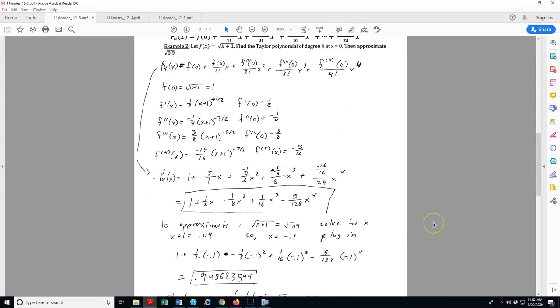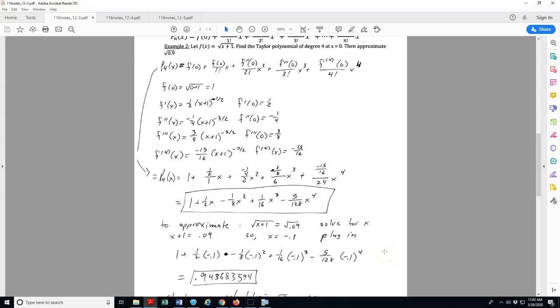Now, I can then use that to approximate. Here we were asked to approximate 0.9. Now be a little careful, that 0.9 is not necessarily my x value. I am basically going to solve my function equal to that to figure out what x is. And solving that, I get negative 0.1 for my x. So be a little bit careful, that number is not necessarily our x value. But I then plugged that in for my x.